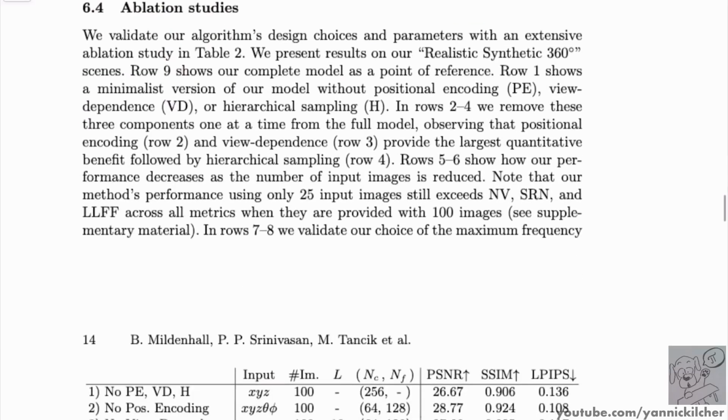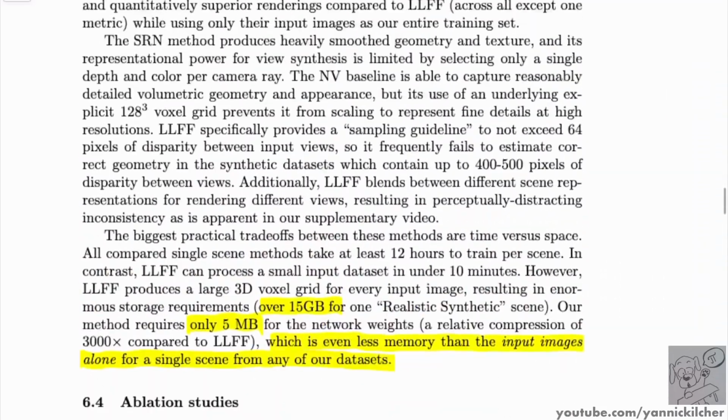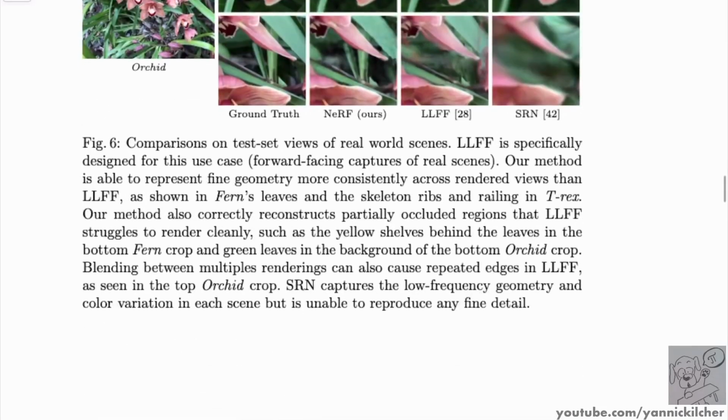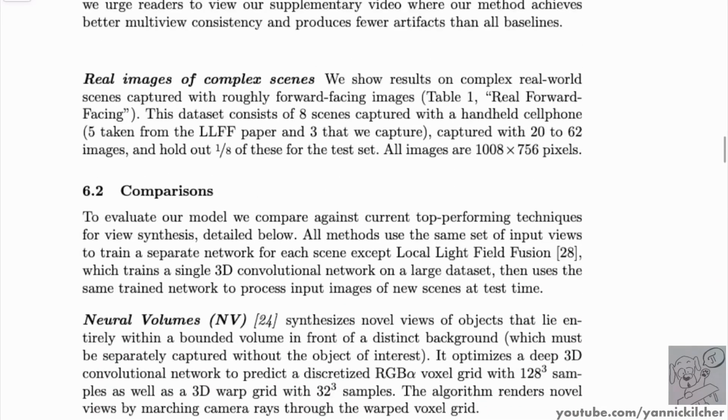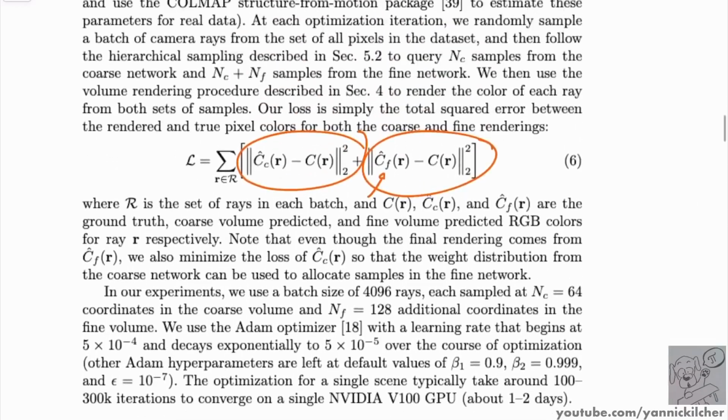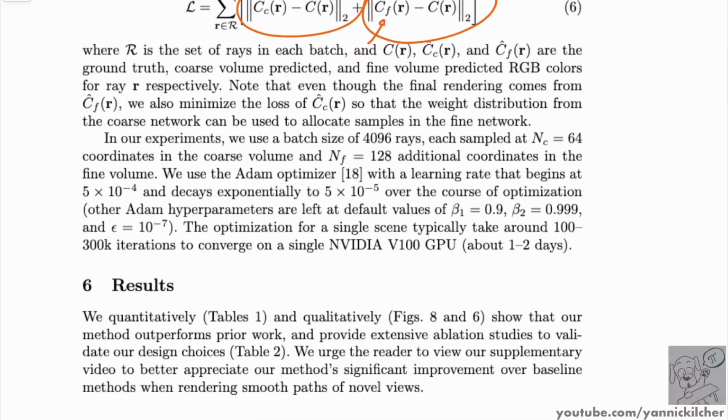Never mind. So they also do ablations, and the only downside here is that it does take a long time to fit one of these neural networks. I don't exactly remember where they say it, but oh, here. So it's not too bad, but the optimization for a single scene typically takes around 100 to 300k iterations to converge on a single NVIDIA V100 GPU, which is about 1 to 2 days. So it's a single GPU, you don't need a data center for it, but you're going to wait a while until you train one.